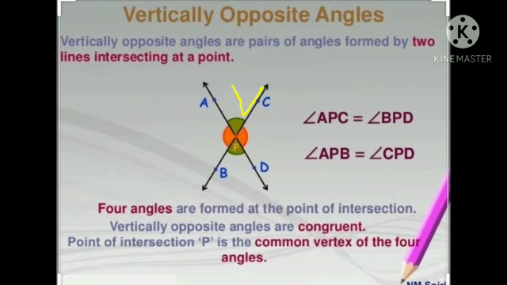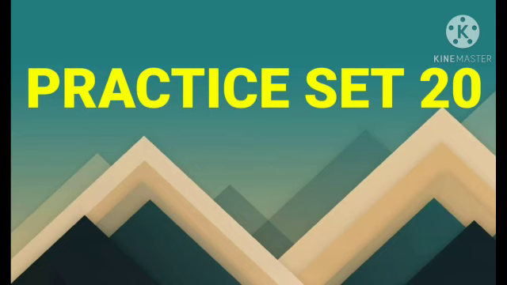Now see here, angle APC and angle BPD are of equal measure. Why? Because both the angles are vertically opposite. And the another pair, that is angle APB and angle CPD, are the pair of vertically opposite angle. Understood? So you can see that here in the figure it is marked with orange color and green color. Green color means both the angles are equal, orange color means that two angles are equal. Understood? Now let's see practice set 20.